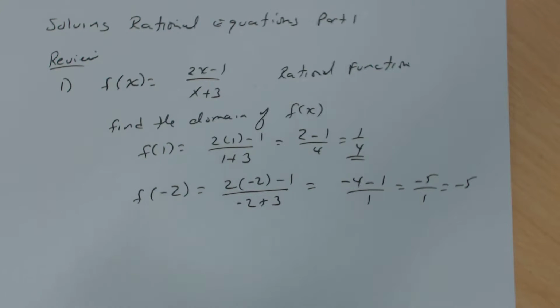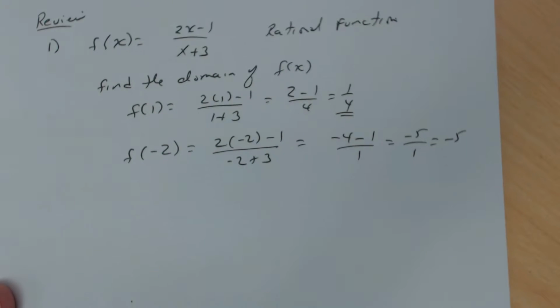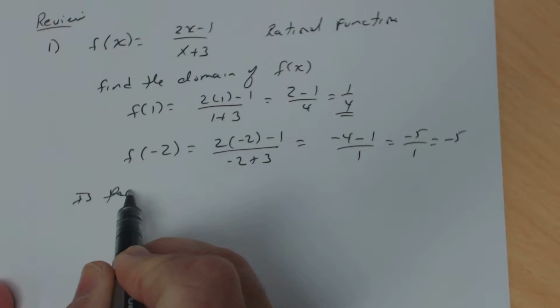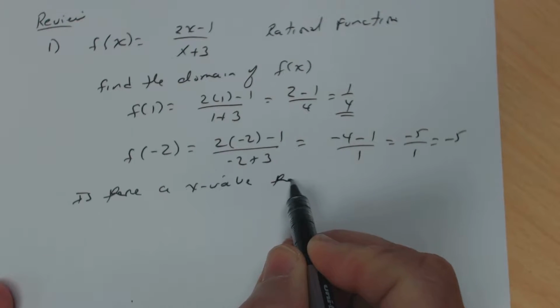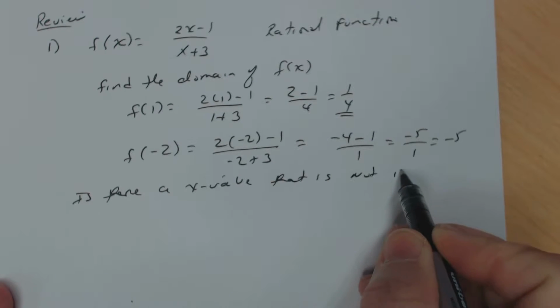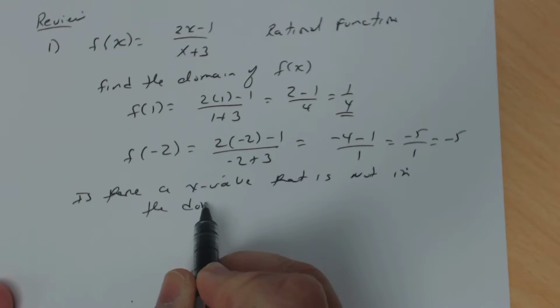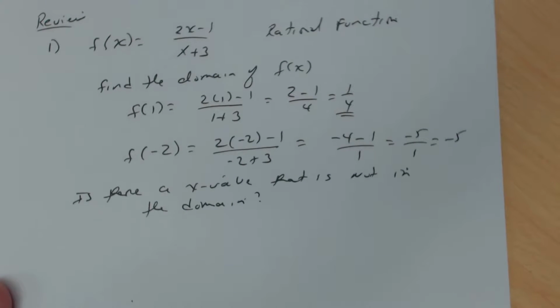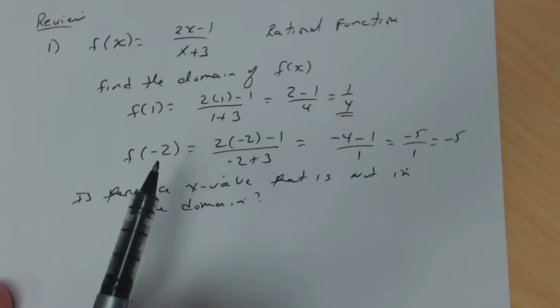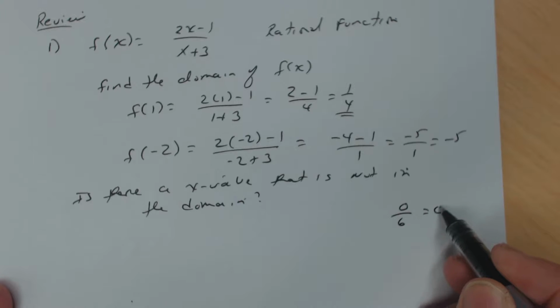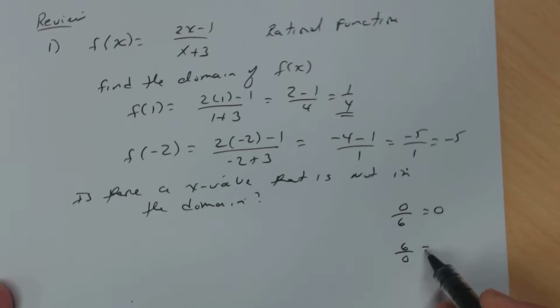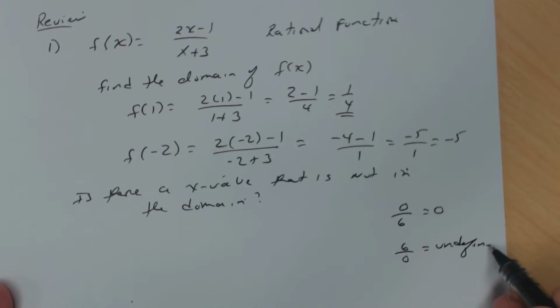The question is, though, is there an x value I cannot use? Is there an x value that is not in the domain? Well, remember, when you have a fraction, from a previous course, 0 divided by 6 is 0. But if I have 6 divided by 0, that's undefined. So you can't divide by 0.